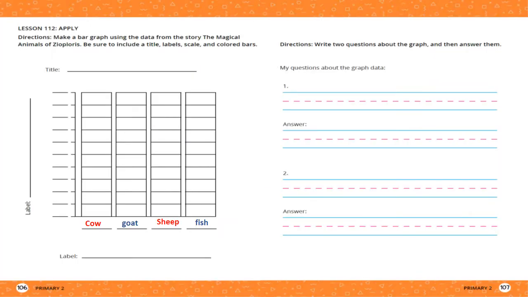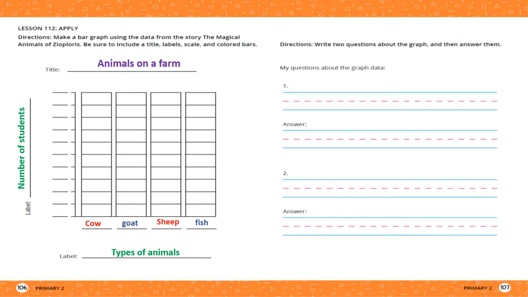Lesson 112, the apply part. Here we have the following bar graph about the magical animals of Zooplorus. We will write the title, labels, scale, and colored bars. Here we have the title, animals on a farm. And we have two sides, horizontal side that has name or label, types of animals like cow, goat, sheep, and fish. And we have the vertical side that has name or label, number of students.